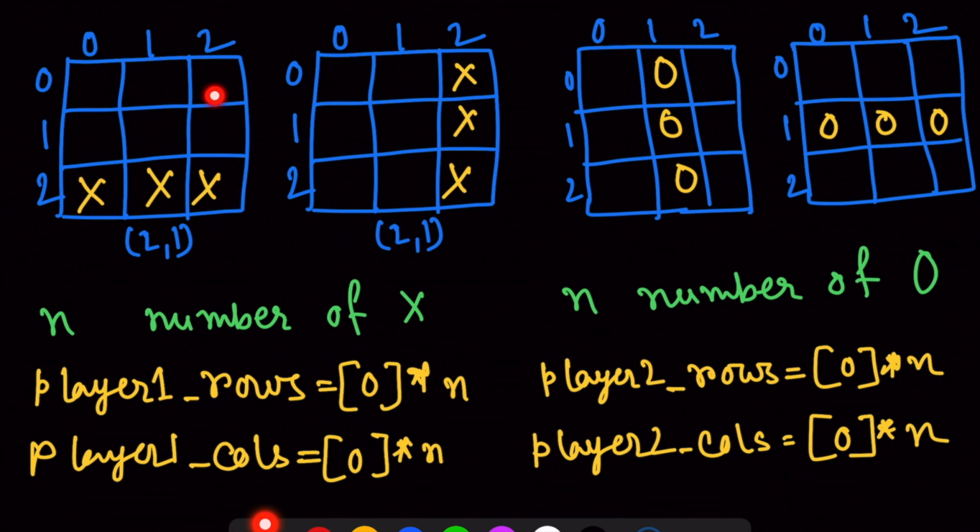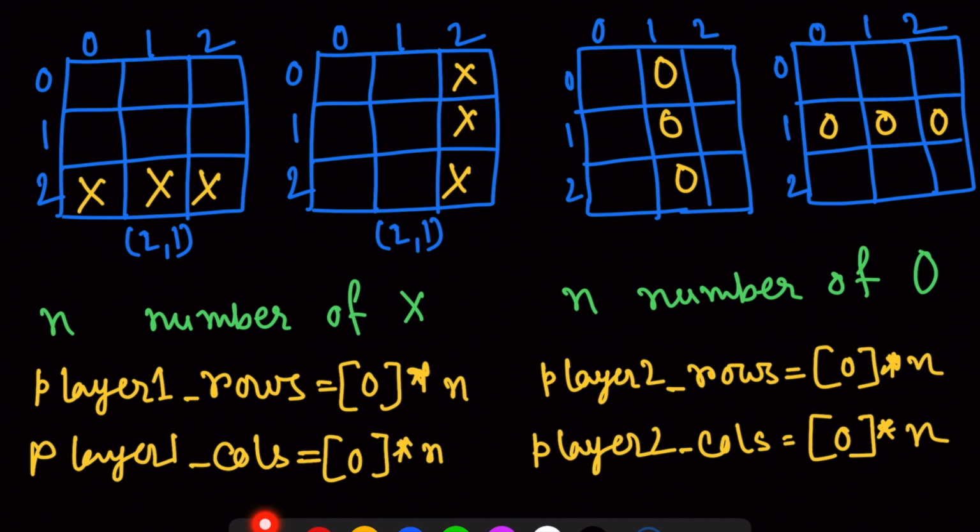So instead of having this board, if we can just take one variable for this row, that's enough, right? If we have n rows, we need a list of n numbers. So that's what I'm taking. For player 1, I am taking a rows list of size n, and a columns list of size n. Similarly, for player 2 also I am taking lists of size n for both rows and columns.